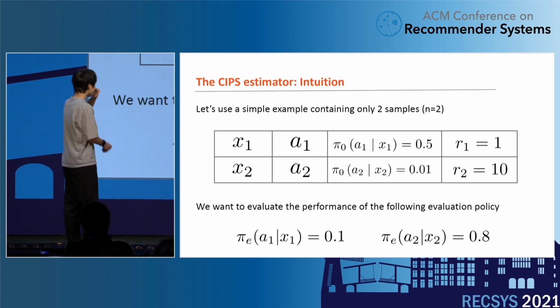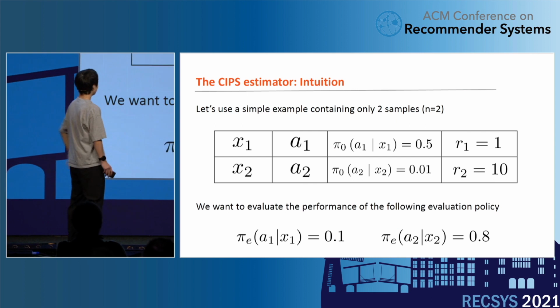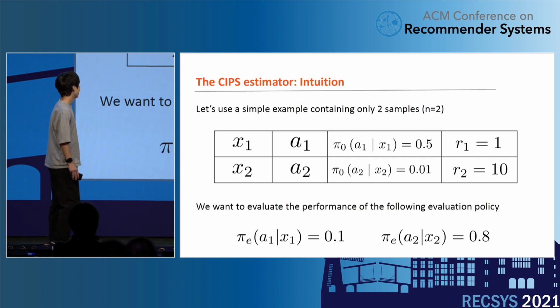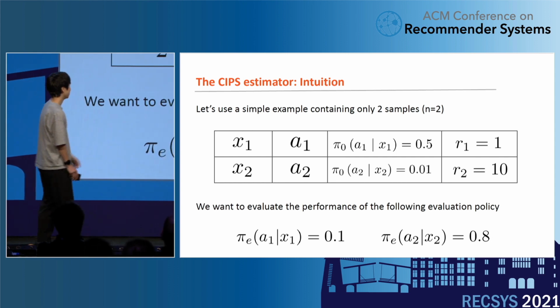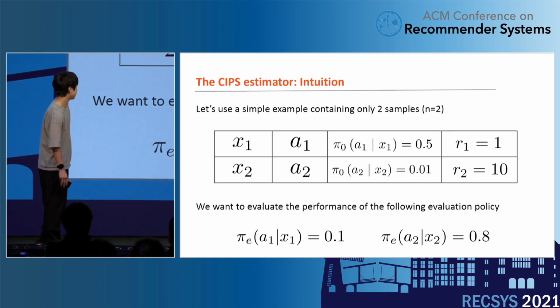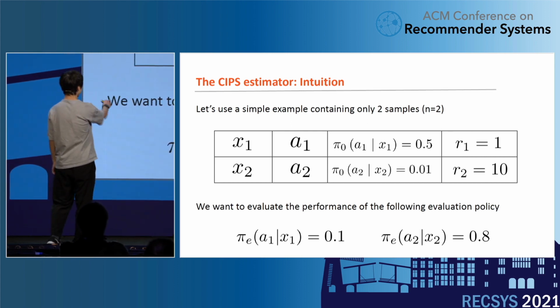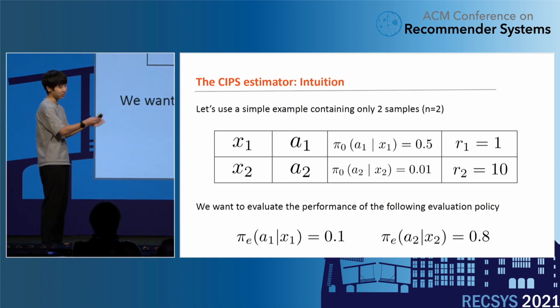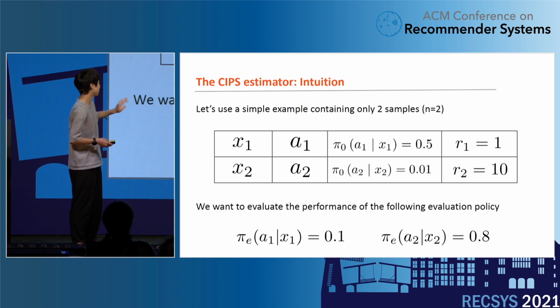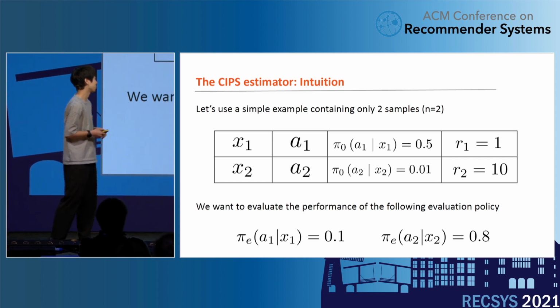So let's see how it works. Let me use a simple toy example, just having two samples. Here are x1, x2, and pi_0 is the logging policy, the action choice probabilities in the log data. The motivation here is that we want to evaluate the performance of an evaluation policy, a new, unseen policy, using only the log data. That's the motivation of policy evaluation.